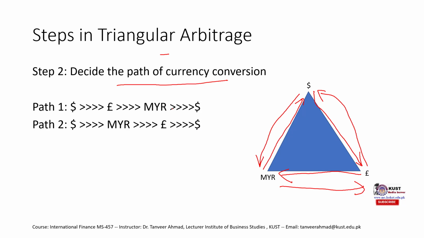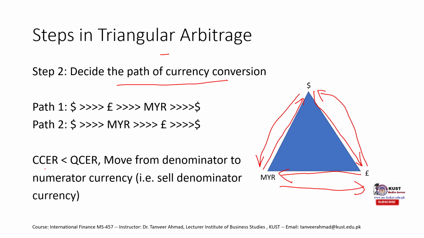That is, we calculate the profit or loss of path 1, the profit or loss of path 2, and see which path gives us profit, and then we use that specific path and apply it and do the currency conversions. But that obviously is a tedious task. So what we have done is we have come up with a formula.